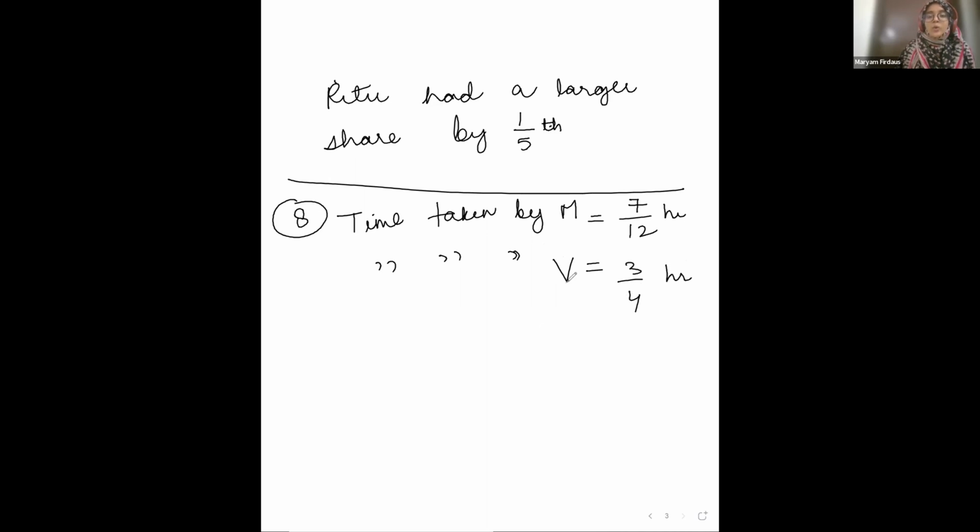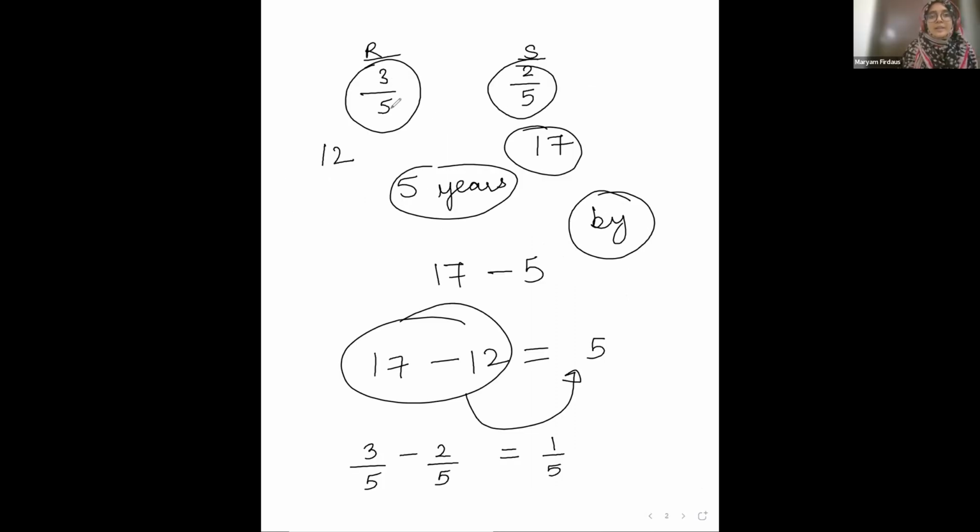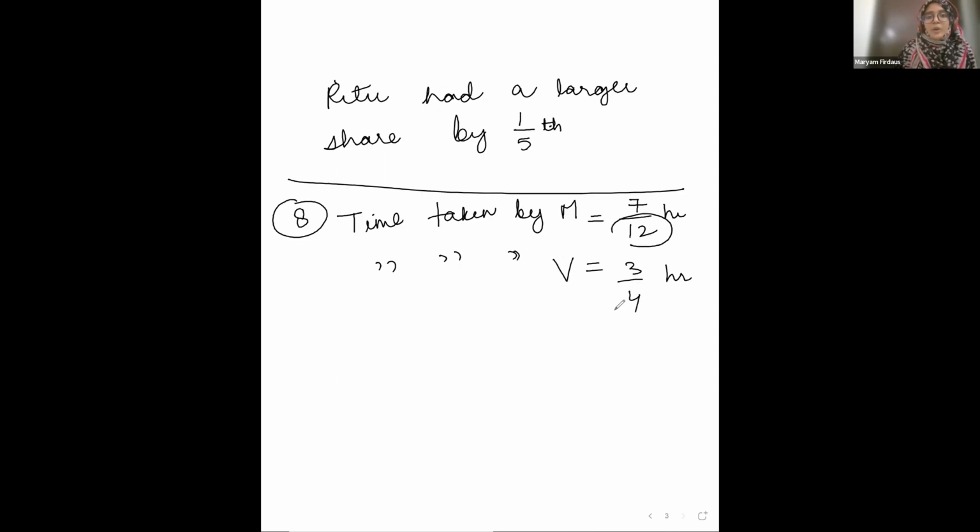Who worked longer? How will we know who worked longer? Here you had 3 by 5, 2 by 5. The denominator was the same, so it was very easy for you to compare because the denominator was the same. But over here, they don't have the same denominator, so you can't compare. For comparison, you will say 7 by 12 and 3 by 4.